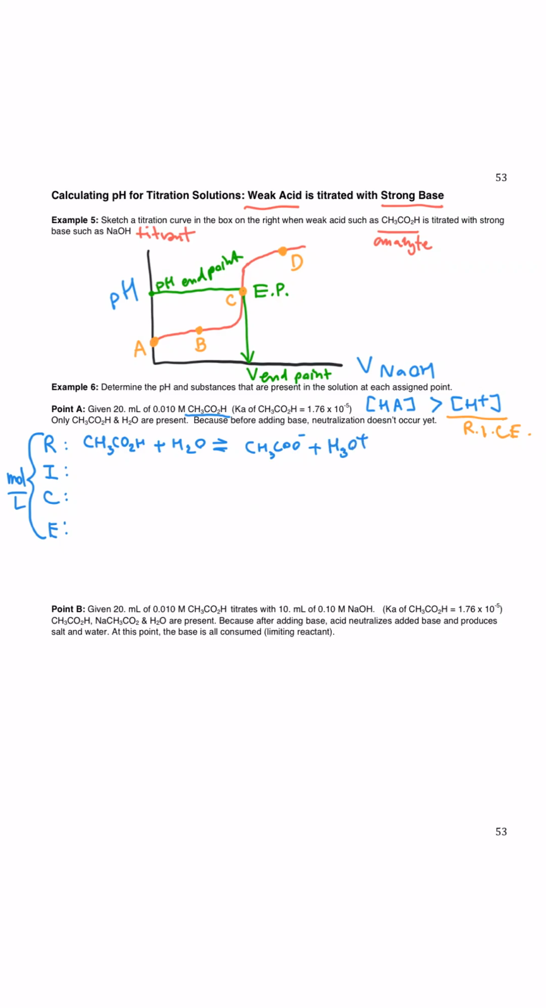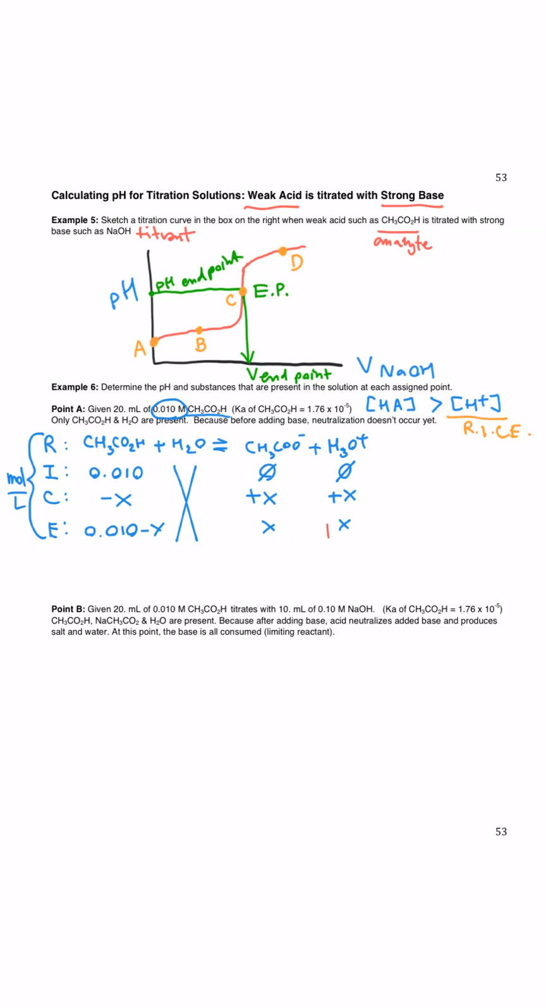For the initial concentration, it's already given to us, which is 0.010 molar. So we are going to fill in 0.010 molar. We can ignore water, and it would be 0 molar for the product. For change, we don't know how much is changed or how much is dissociated, so we are going to use X for the reactant and product. Therefore, the equilibrium would be 0.010 minus X for the reactant, and X molar for the product.